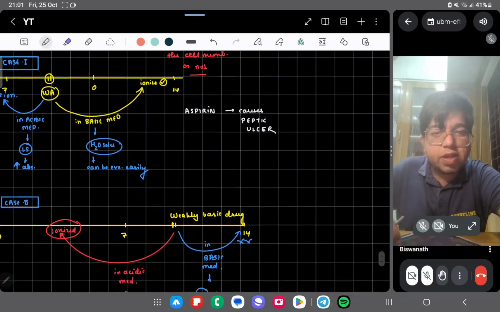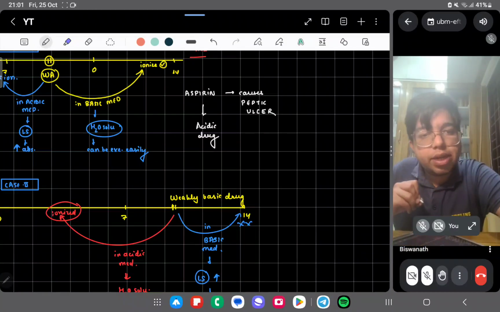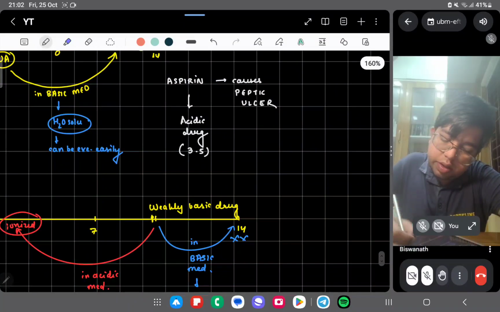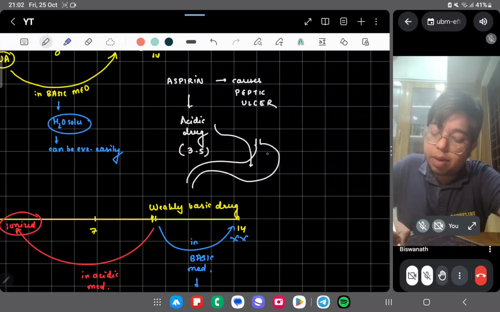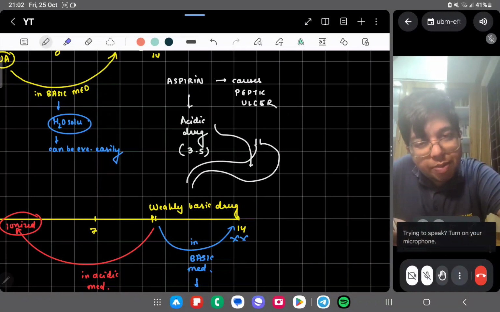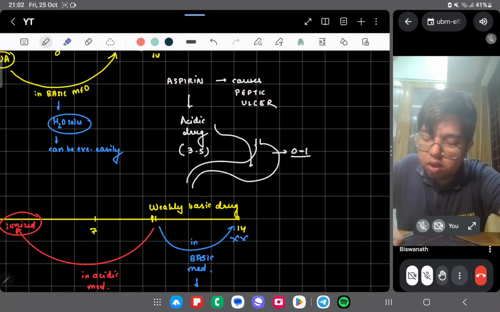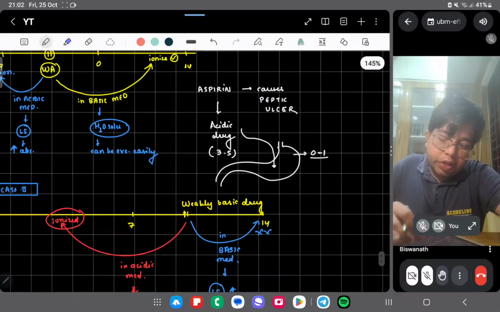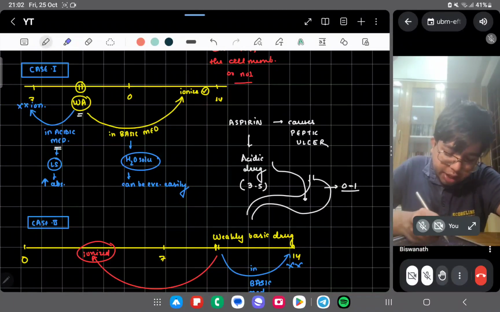Why is it causing this? Aspirin is basically an acidic drug. The pH is 3.5 or something. Aspirin is absorbed in which part? The stomach. The pH of the stomach is 0 to 1, very acidic, right? So here, an acidic drug is being put in an acidic medium.